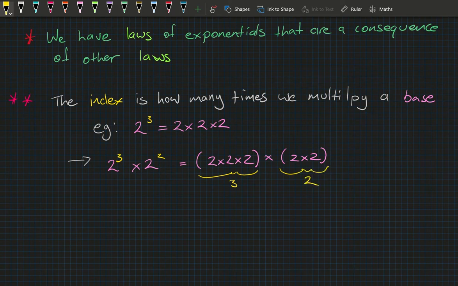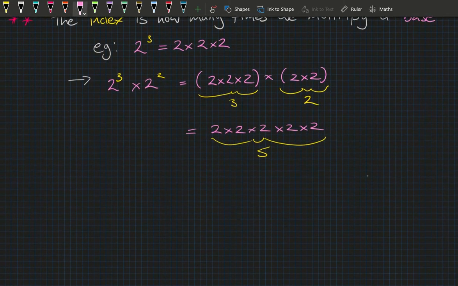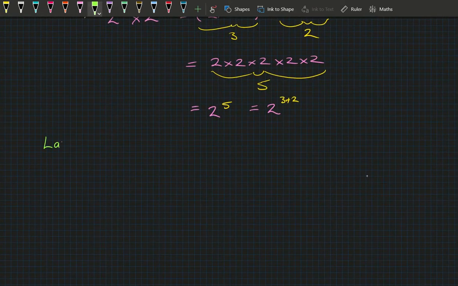And because multiplication is associative, if I expand all these brackets, I just end up multiplying 2 by 2 by 2 by 2 by 2, which is 5 repeated multiplications of 2. And 5 repeated multiplications of 2 is the definition of 2 to the 5. And I can rewrite that as 2 to the 3 plus 2 because 5 is equal to 3 plus 2. Okay, so this is true for any base a. So if I was to raise it to the power of m and then multiply it by the same base raised to the power of n, we'd end up with the same result. So this takes us to law 1.